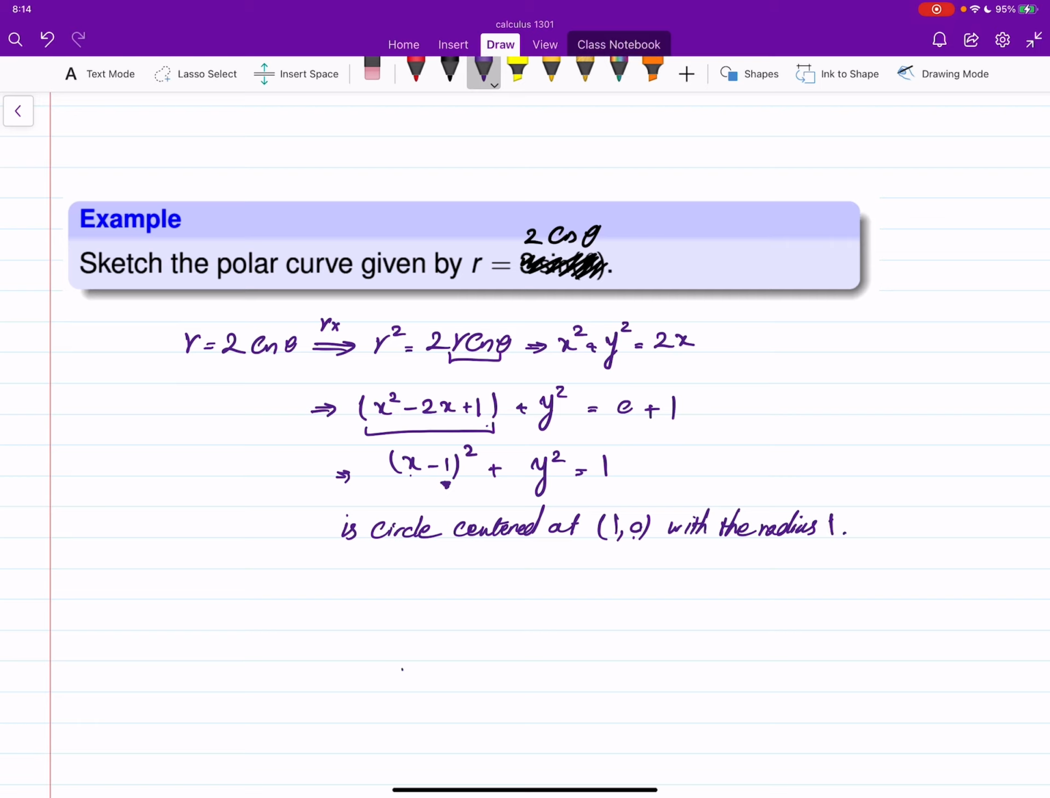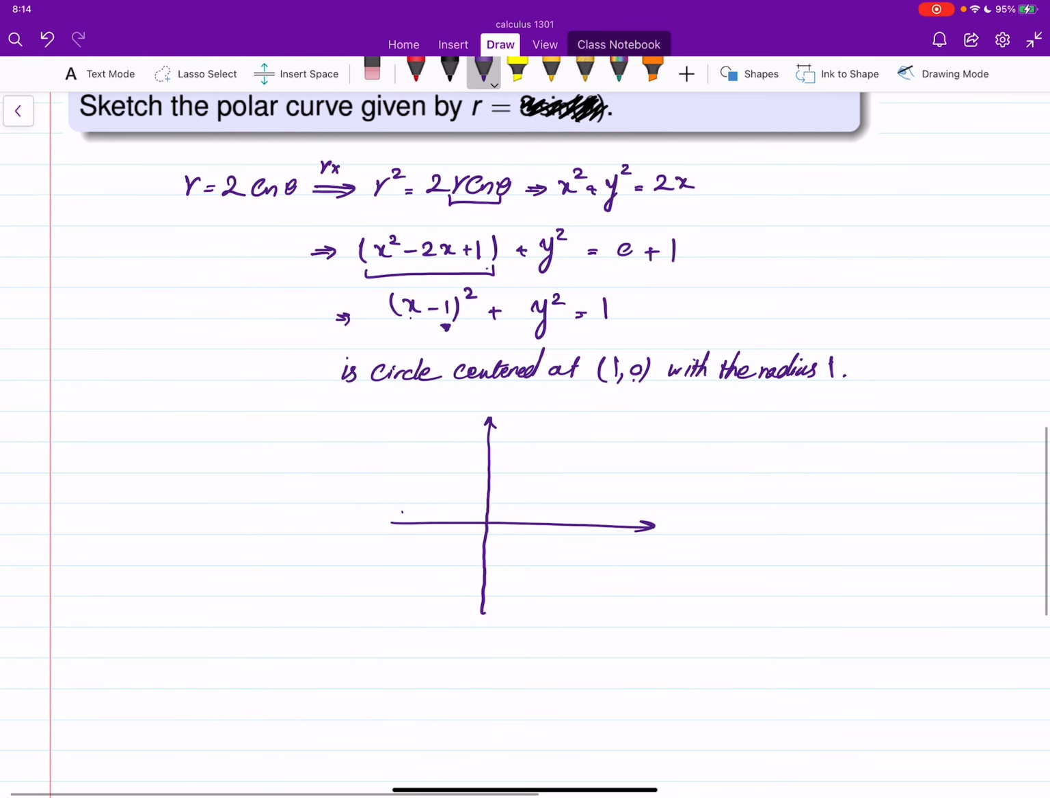So if you want to sketch that, you try to do it at least once. So it will be centered at (1, 0), radius 1, so it will go around and come back, something like this.